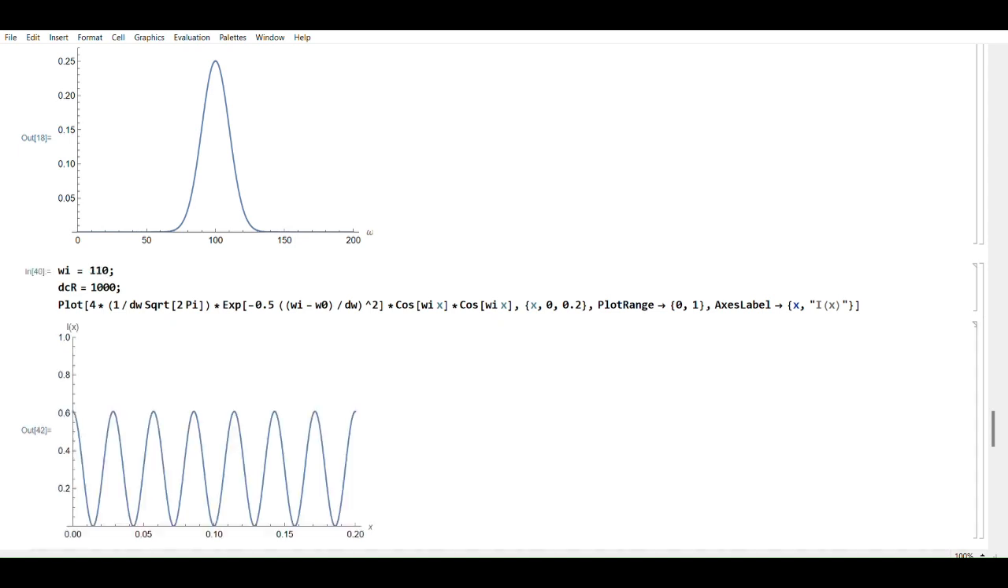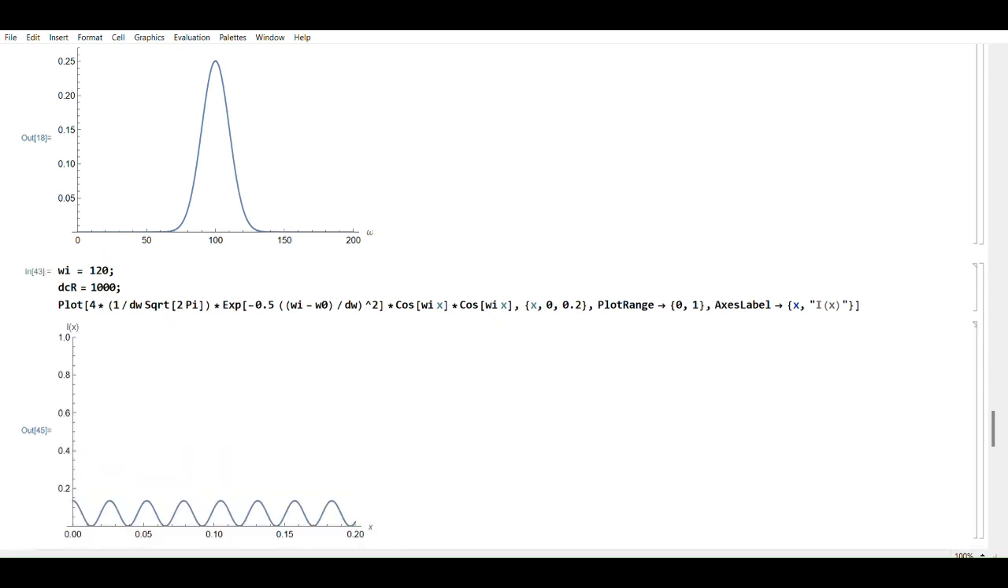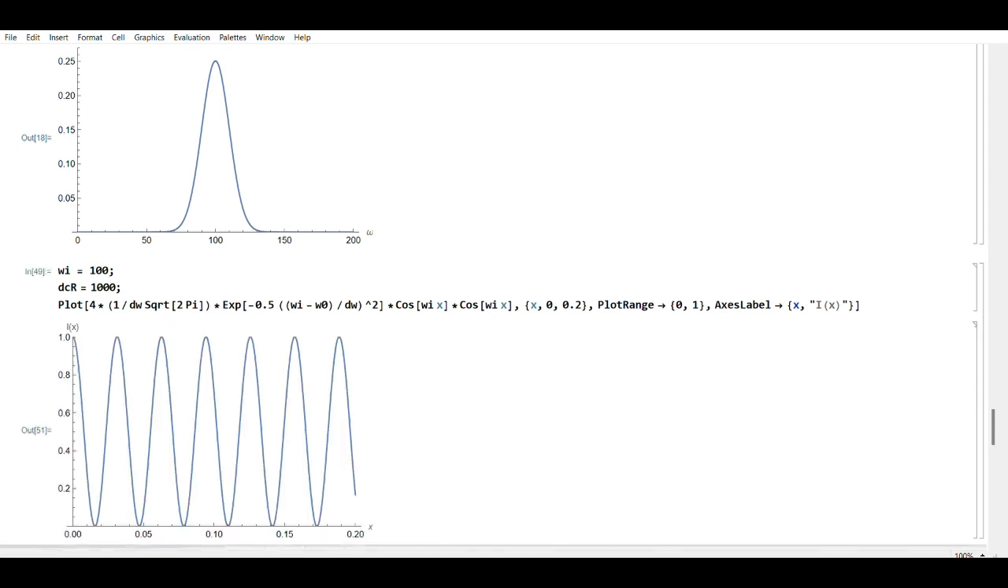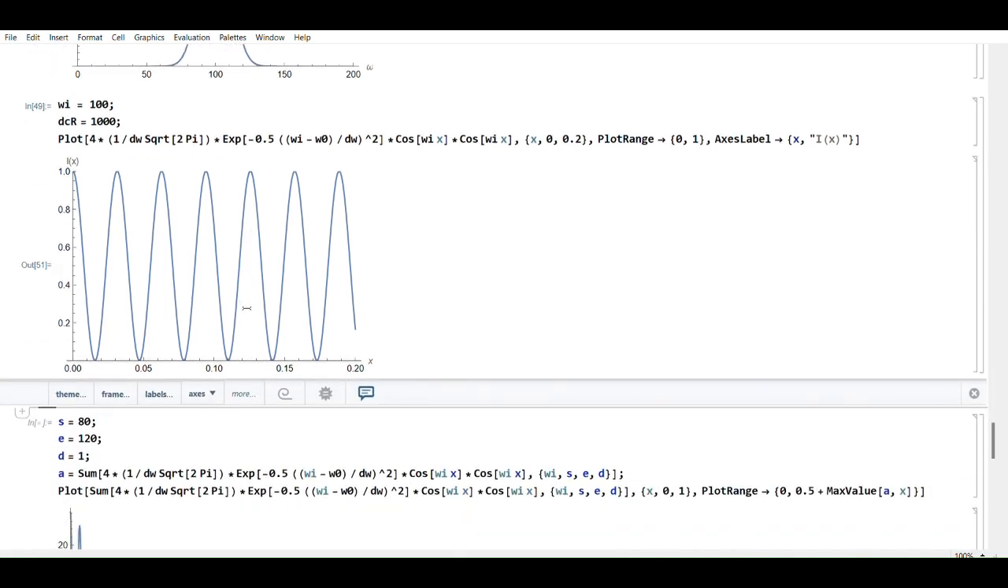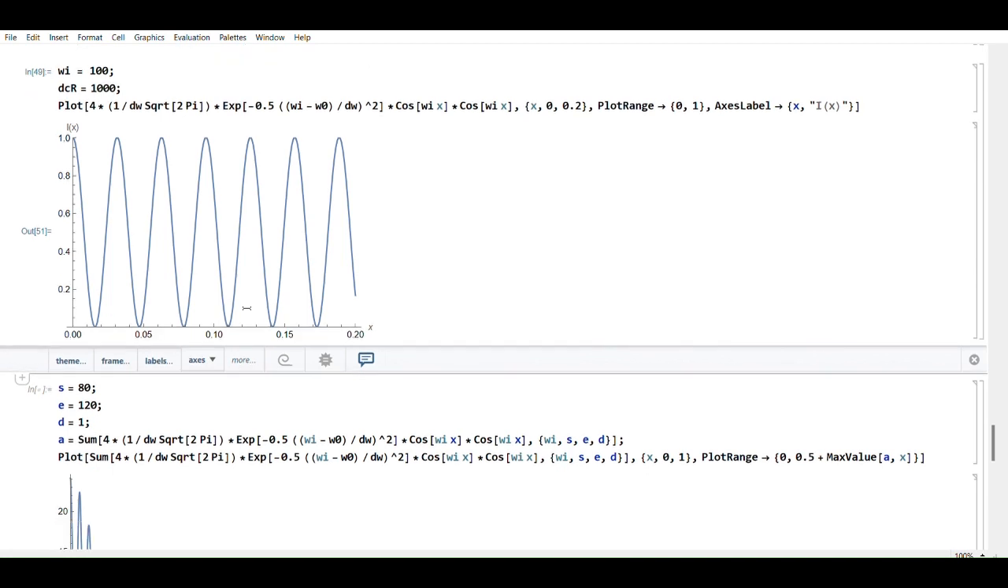So this is how the intensity plot is for each of the different frequencies. See, this is more than 100. More than 100 also, the amplitude falls down. Of course, the frequency increases, as you can clearly see. So this is the plot for each of the individual frequencies.